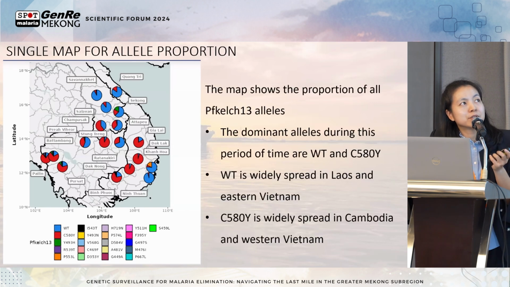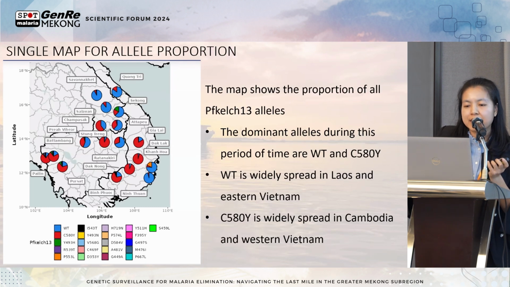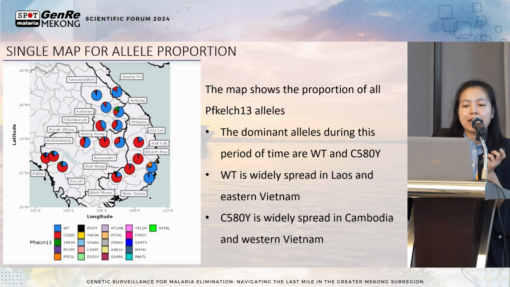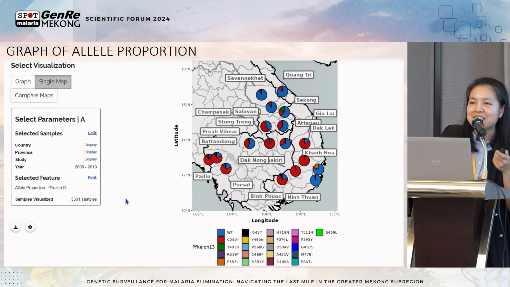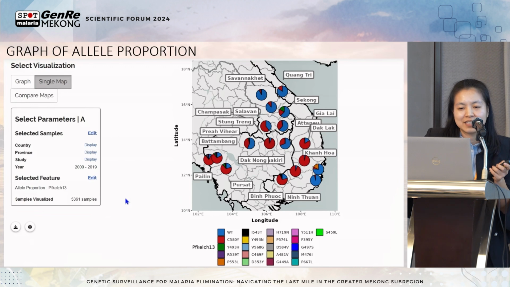This map shows the proportion of all PF-13 alleles, and we can see that the dominant alleles during this period of time are the Y type, displayed in blue, and C580Y, displayed in red. The Y type is widely spread in Laos and Eastern Vietnam, and C580Y is widely spread in Cambodia and Western Vietnam. So that is allele proportion, a map with different allele proportions in different geographical locations.